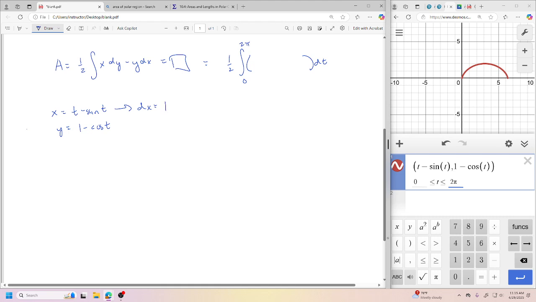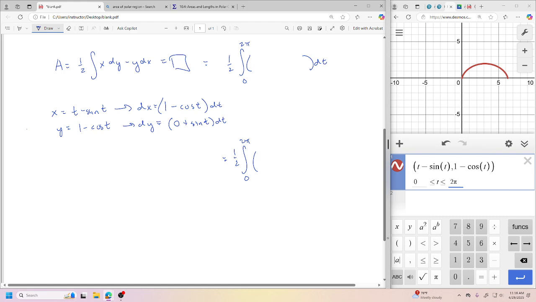1 minus... perfect. And then I would have, oh yeah, y'all right. I was going to say 0, but you're right. Positive sine of t dt, and now I'm just going to plug those in.